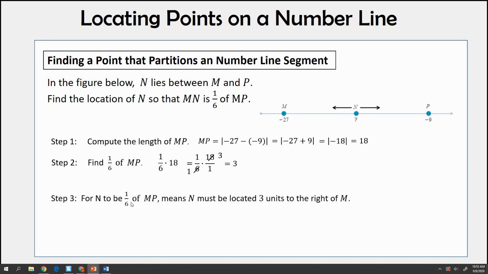All right, so how do we locate N 3 units to the right of M? Well, we just worked on this, right? If I want to move 3 units to the right, I'm adding 3. So negative 27 plus 3 is negative 24. So we now know the location of N is at negative 24. The distance from M to N would be 3, right? Negative 27 to negative 24 is 3. M to P we already know is 18, and 3 is 1/6 of 18. So that's the correct location.